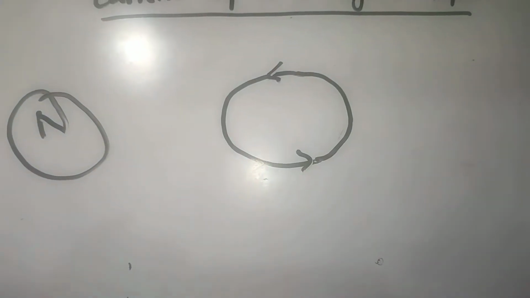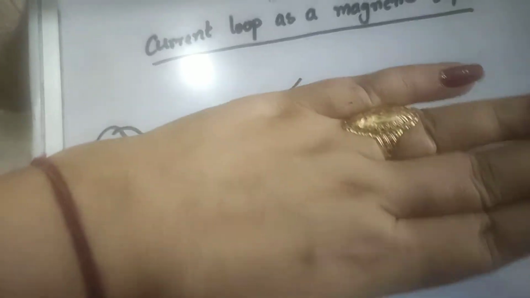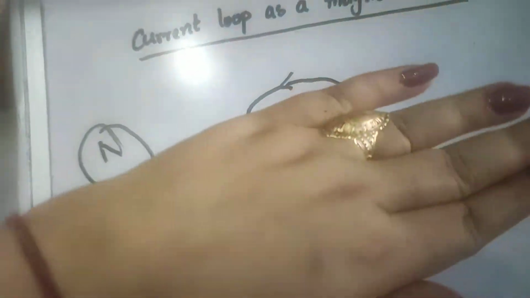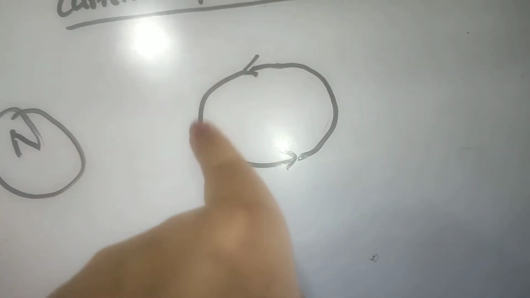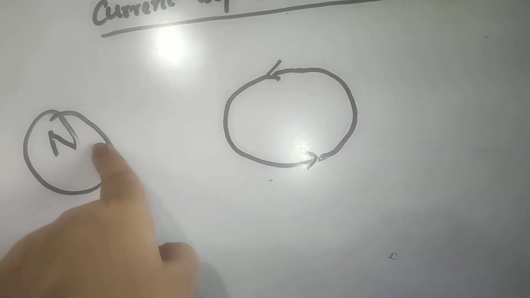pole. Means this upper face of the paper, suppose this is my upper face and this is my bottom face. Okay, so this upper face of this coil acts as a north pole, having north polarity.